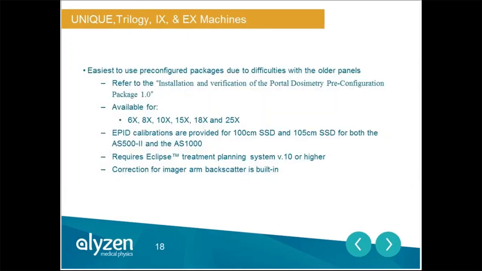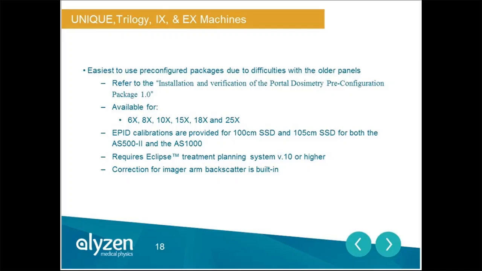So I want to talk about an older set of machines, maybe with an AS500 or an AS1000. It's often easier to use the pre-configured packages here. The reason for this is what we talked about: the AS500 and the AS1000 having backscatter. The asymmetry of that panel makes it difficult to make a correction. Your corrections are not symmetric. If you make a symmetric correction, you're going to get a pretty dramatic over response up near the panel.